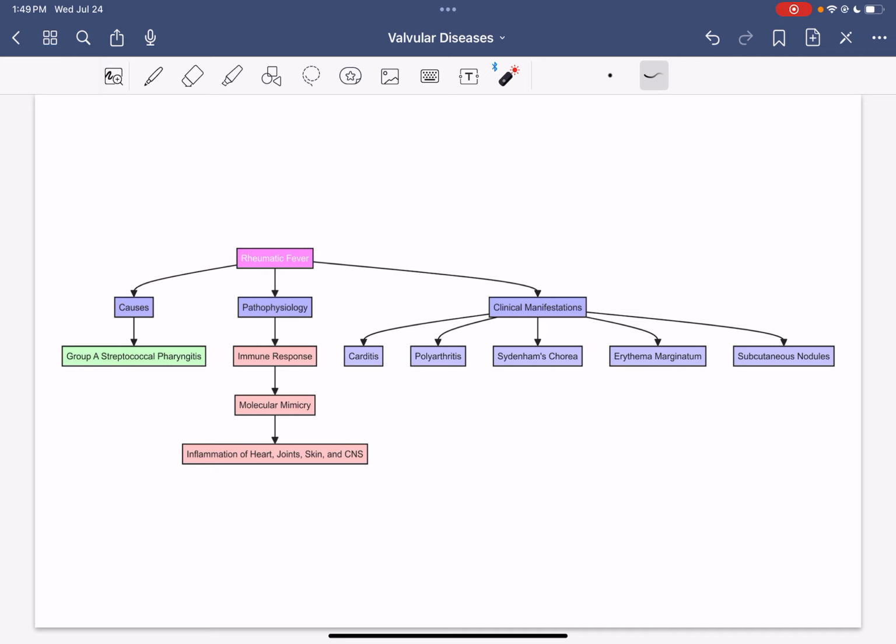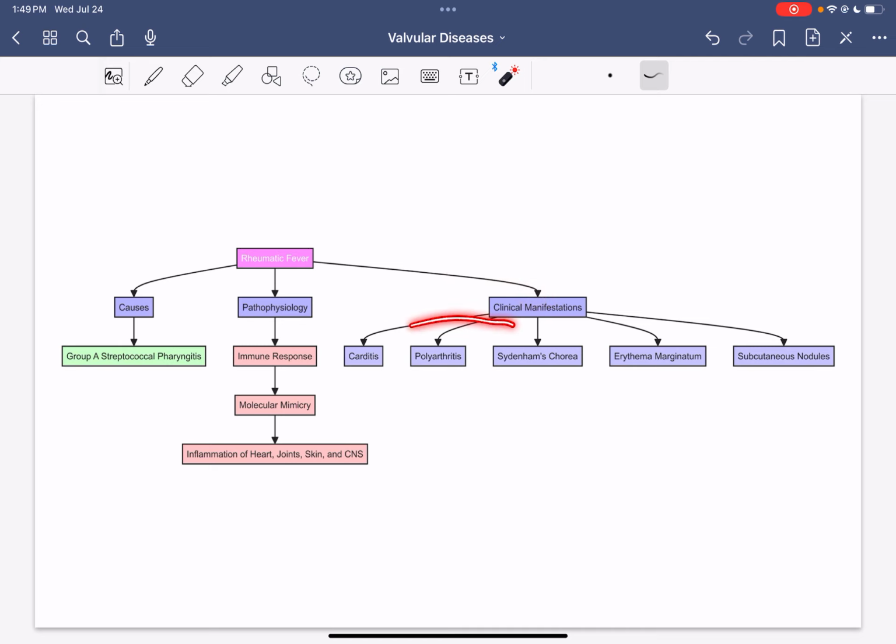So in rheumatic fever, the cause is mainly due to a group A streptococcal pharyngitis infection. Okay, so when a child has a pharyngitis and that is due to group A streptococcal infection, then that is highly likely to lead to rheumatic fever. What's the pathophysiology? It is due to the immune response to this causative organism through a mechanism called molecular mimicry. Okay, as a result, there is inflammation of heart, joints, skin, and your central nervous system too.